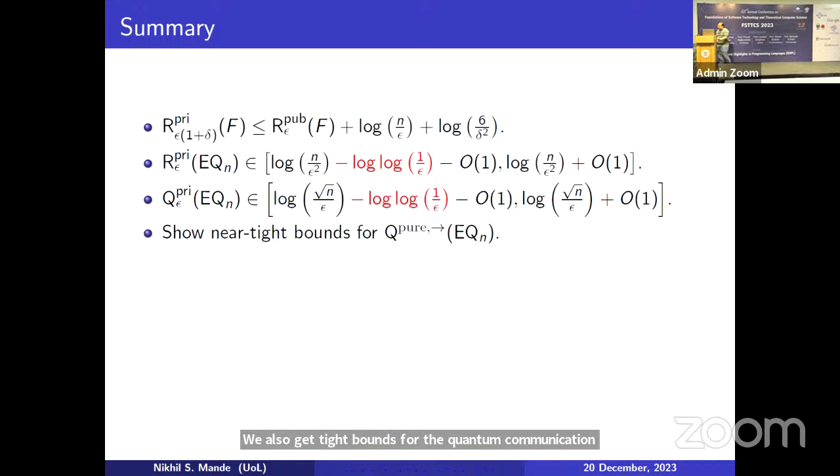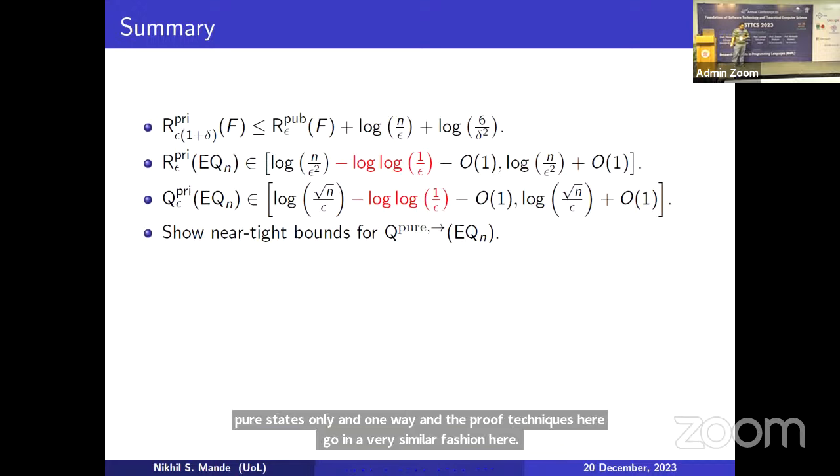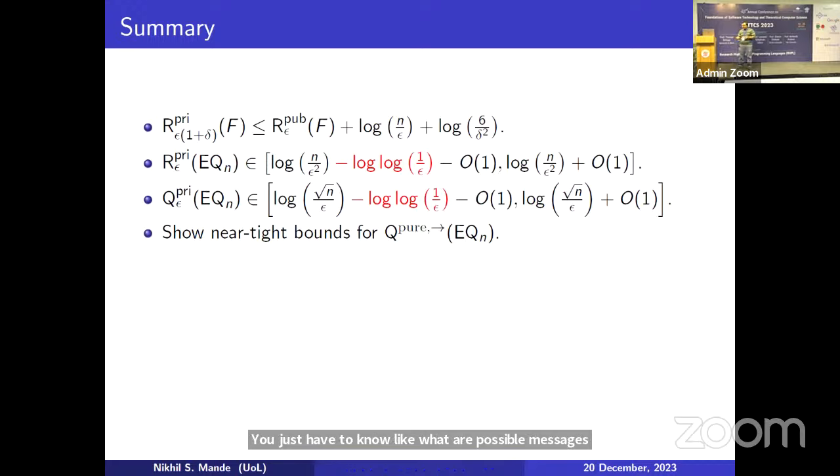Also in this other model where you send pure states only and one way. And the proof techniques here go in a very similar fashion. You just have to know what are possible messages that Alice can send Bob. And then you choose these messages randomly from a certain space rather than choosing your randomness randomly. And then you apply concentration bounds of similar flavors to the multiplicative Chernoff bound that I said, at a very high level.